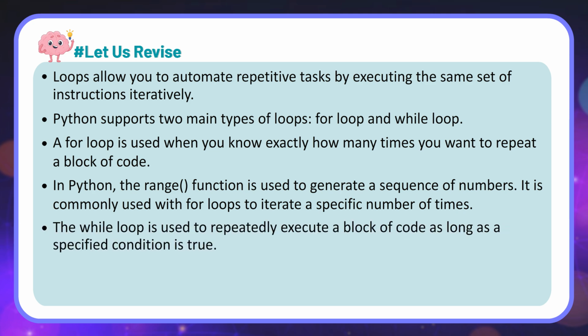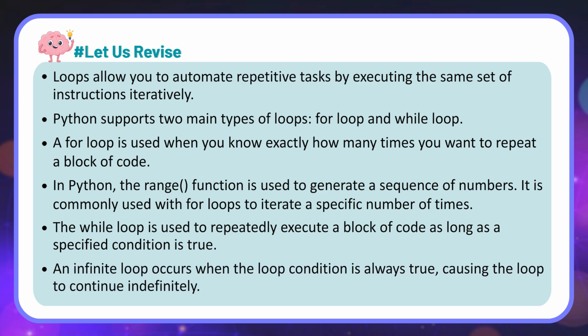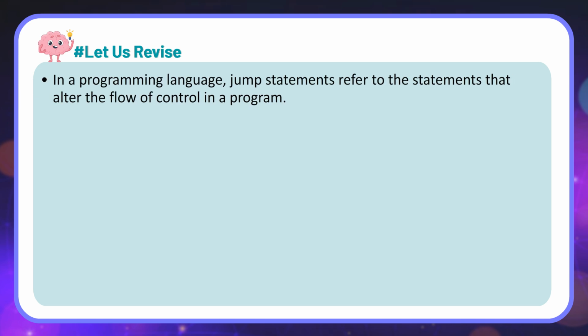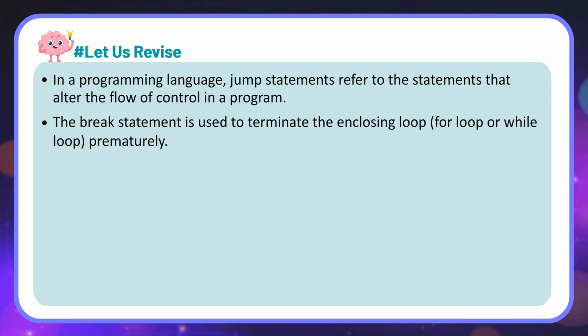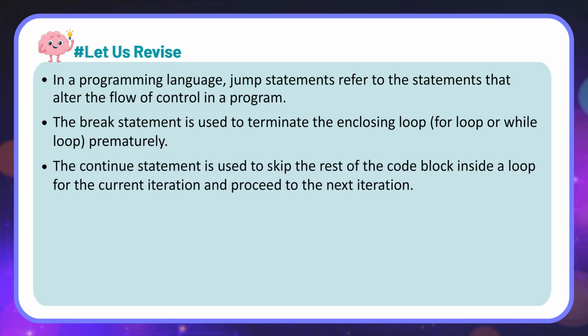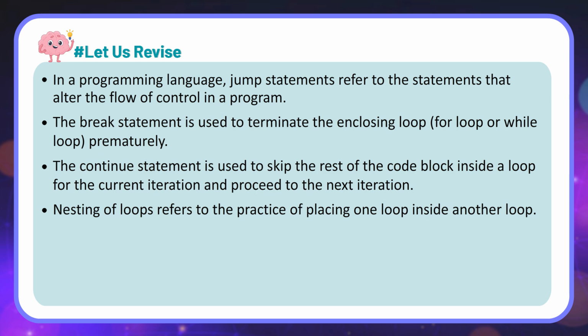The while loop is used to repeatedly execute a block of code as long as a specified condition is true. An infinite loop occurs when the loop condition is always true, causing the loop to continue indefinitely. In a programming language, jump statements refer to the statements that alter the flow of control in a program. The break statement is used to terminate the enclosing loop prematurely. The continue statement is used to skip the rest of the code block inside a loop for the current iteration and proceed to the next iteration. Nesting of loops refers to the practice of placing one loop inside another loop.